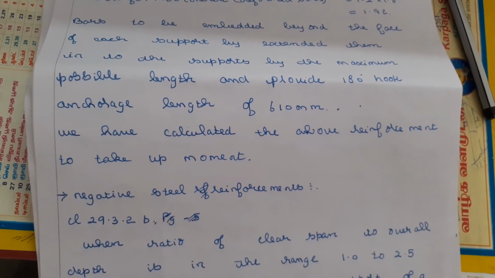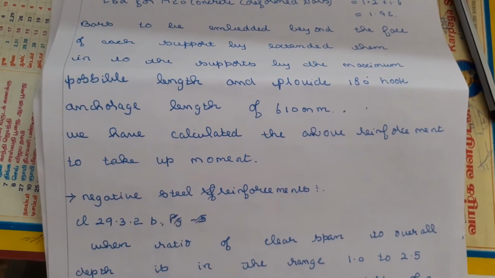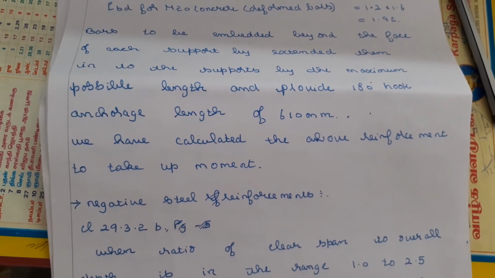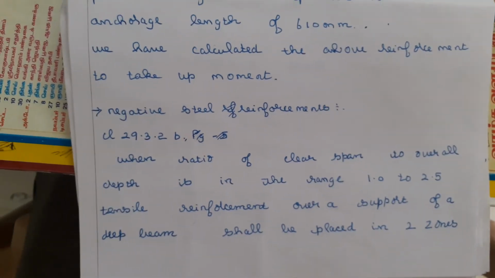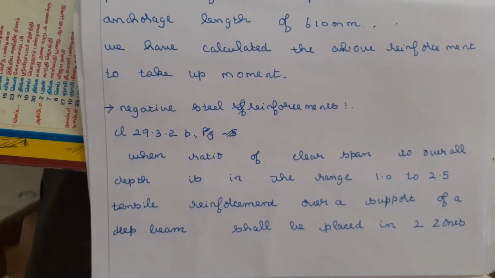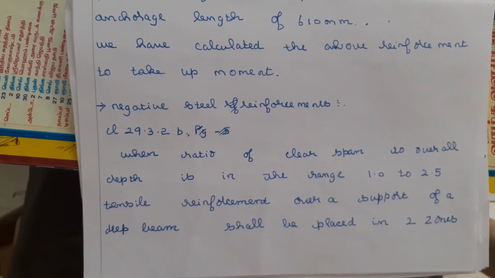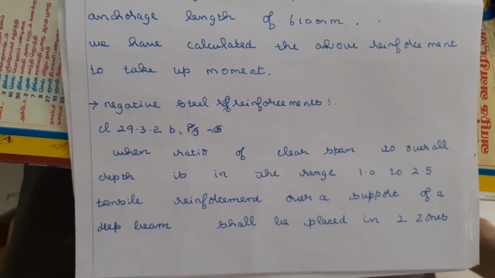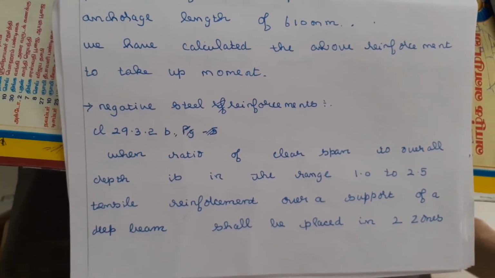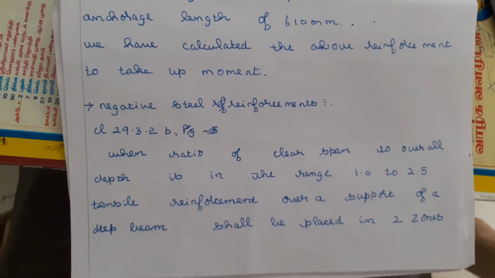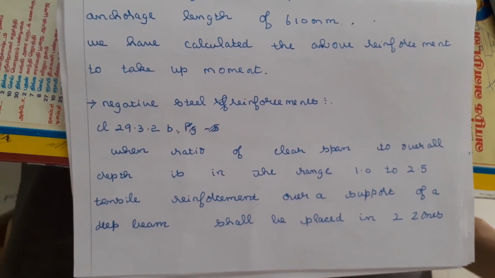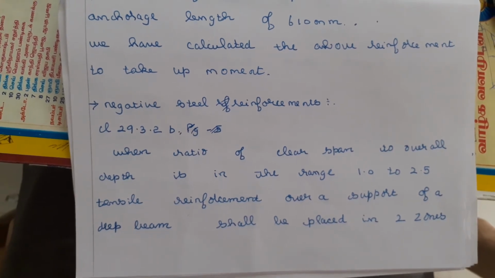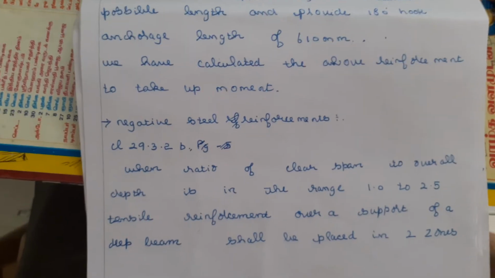We have calculated the above reinforcement to take up the moment. Now we need to calculate negative steel reinforcement. To calculate the negative steel reinforcement, refer to clause 29.3.2b in IS 456. When the ratio of clear span to overall depth is in the range 1.2 to 2.5, tensile reinforcement over a support of a deep beam shall be placed in two zones.